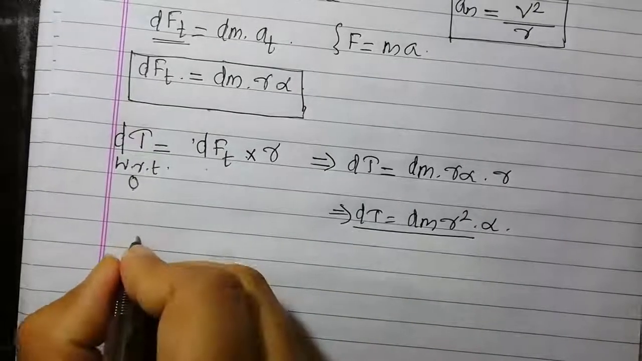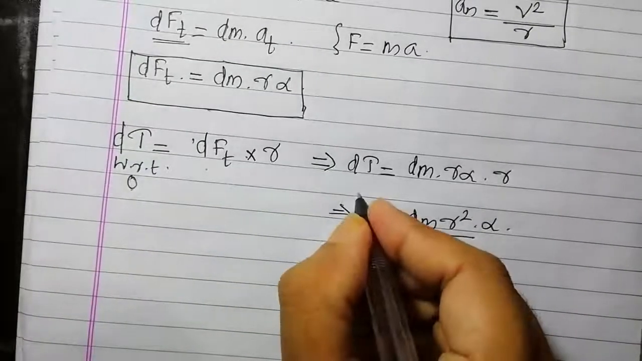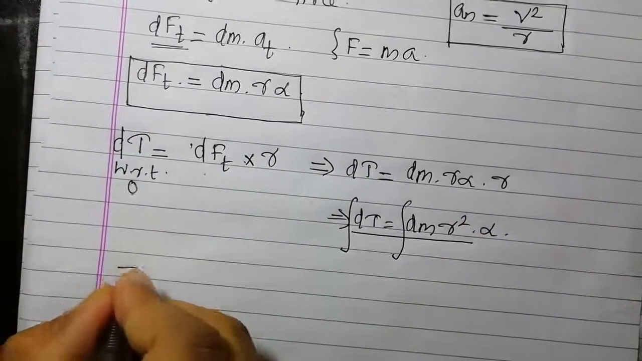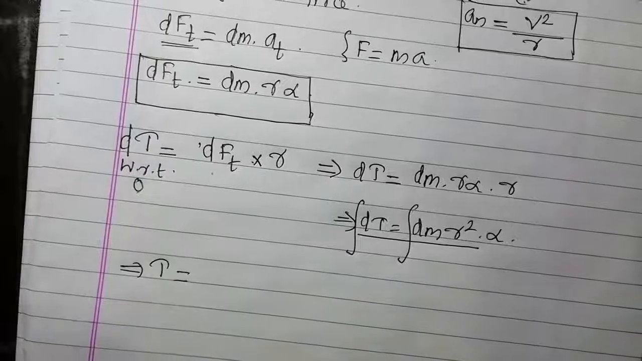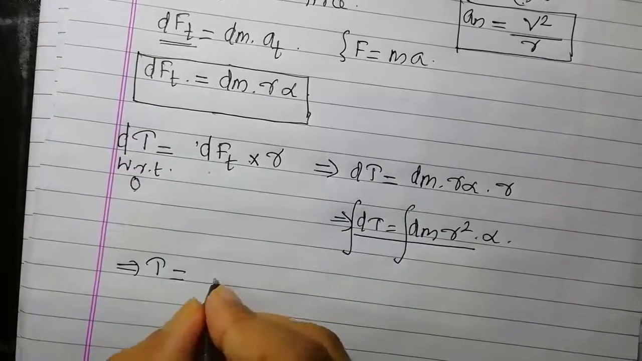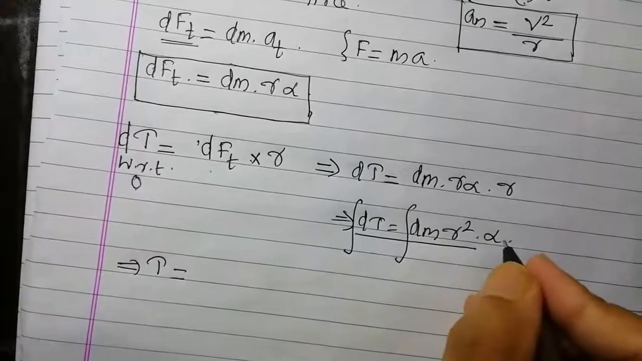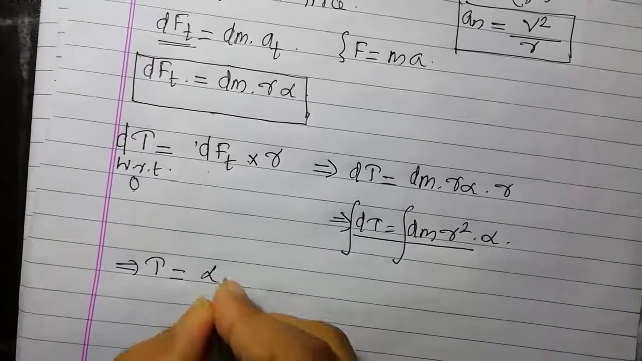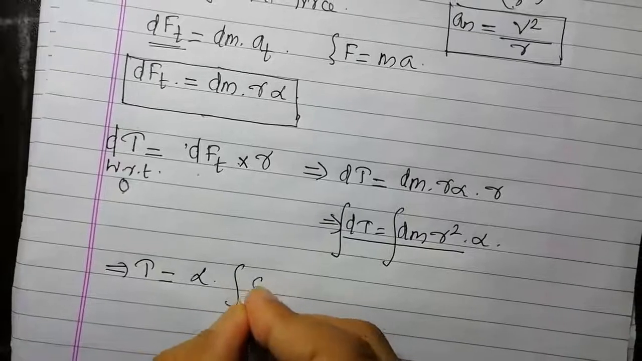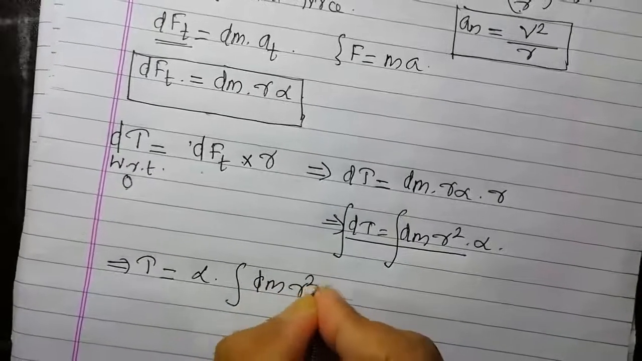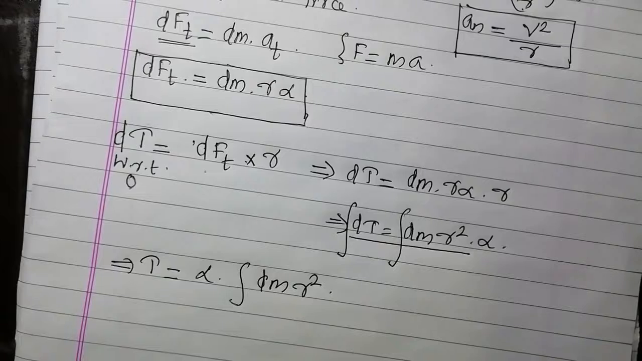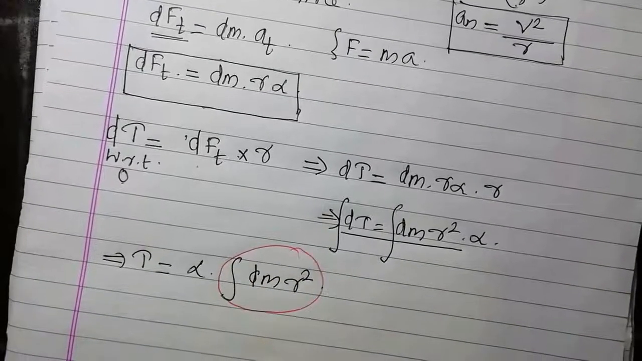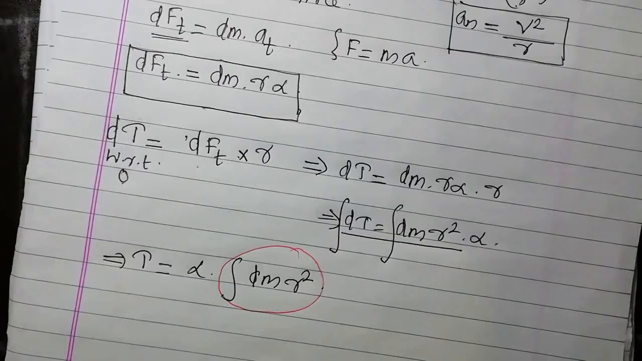Now, in order to find out the total torque, we have to integrate on both sides. So the next expression will become T is equal to, since alpha is a constant, we are assuming the rigid body is rotating at uniform acceleration, we can take it outside. Alpha into integral dm into r square. Now, what is this term? Integral dm into r square.